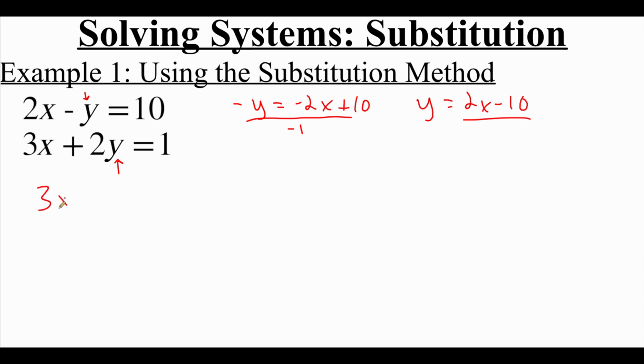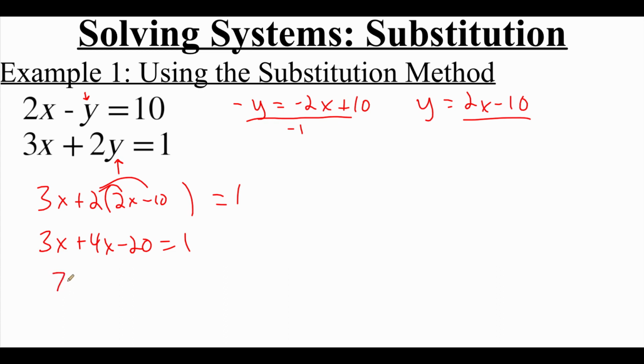So then we get the equation 3x plus 2 times, now remember we're getting rid of the y and we're replacing it with what we just said that y was equal to from our other equation. So that's going to be the 2x minus 10, and then this is going to equal 1. Now I'm going to take that 2 that's outside of my parentheses and distribute it in. So we're going to get 3x plus 4x minus 20 equals 1. Combining those x's on the left-hand side, we're going to get 7x minus 20 equals 1. I'm going to add that 20 over to the right-hand side, so we get 7x equals 21. But then we're going to have to divide that 7 over to the right-hand side, so then we're going to get an x value of 3.